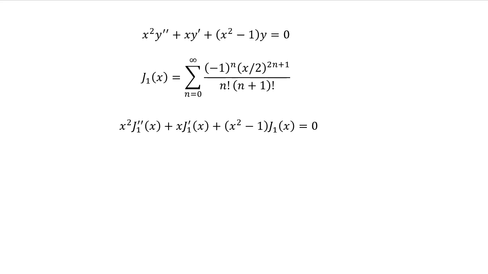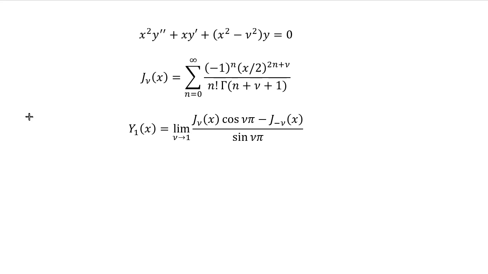This is part 2 of Bessel's equation of order 1. In part 1, we found the solution using the Frobenius method, and we found one solution only, which is called the Bessel function of the first kind of order 1. And being a solution means that it satisfies this relation.